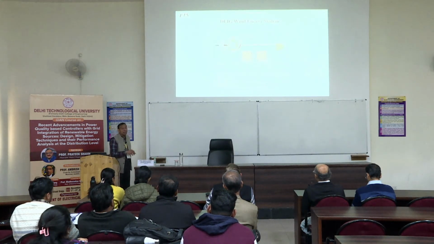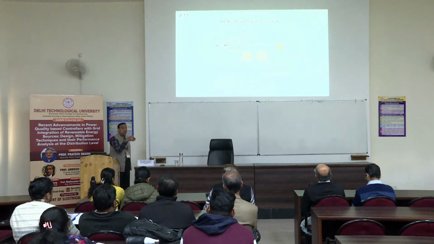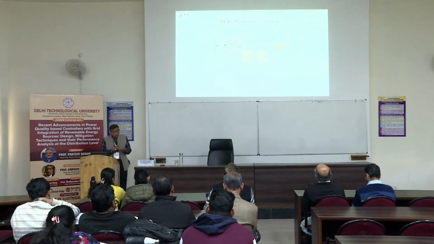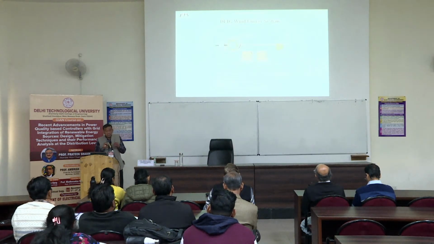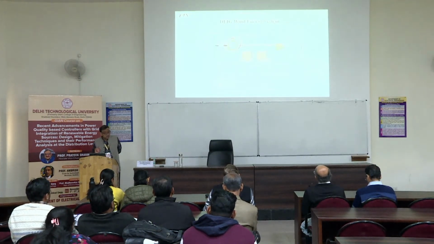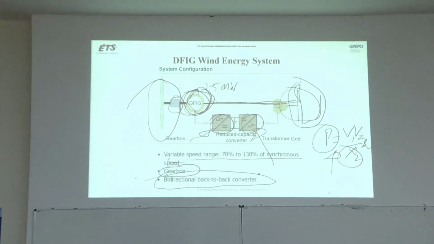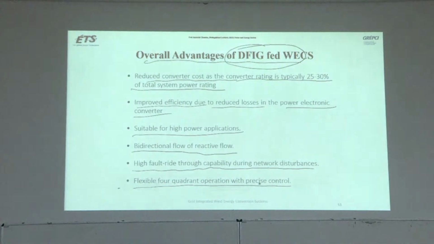We will come to that: if we do series compensation, then it may have exchange of energy with the machine's stator winding. That problem we will come to later. But to answer your question, in DFIG the stator is directly connected to the grid, while in PMSG you have a full-size back-to-back converter and you can have isolation. Okay.